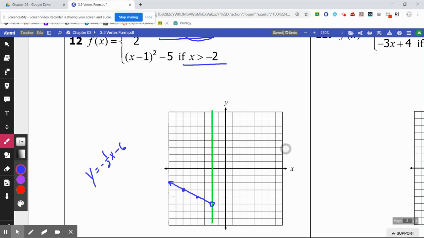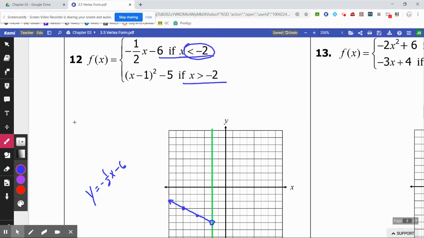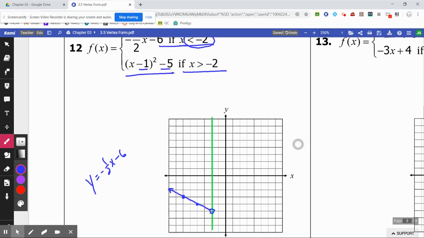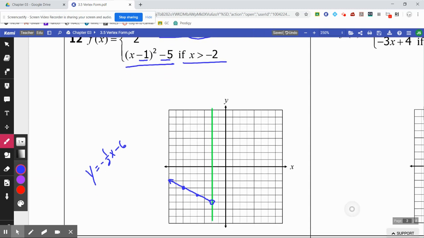Your next part of your graph, we're going to graph (x minus 1) squared minus 5 to the right of that line. My vertex: the -1 moves it right 1, the -5 moves it down 5, so right 1 from the origin. Right 1, down 1, 2, 3, 4. My vertex is at (1, -5). And that vertex, I can do a solid circle because that is going to be part of my graph.